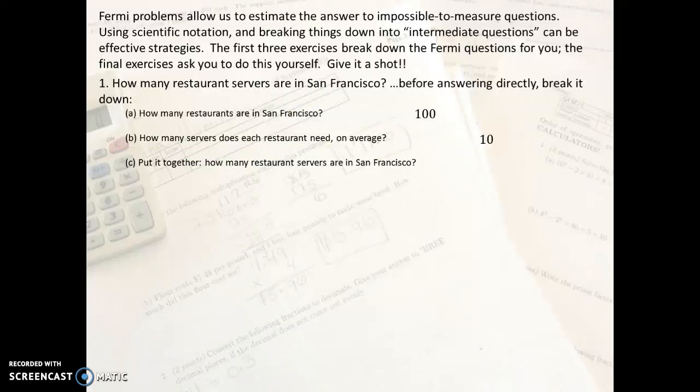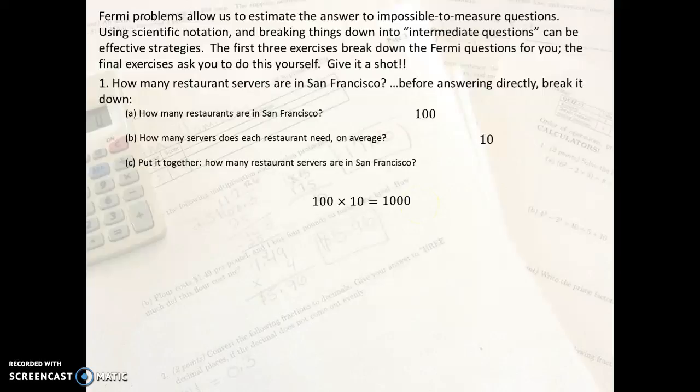I'm sure a lot of you say, well, what about that hole-in-the-wall place that only has like one chef and one server, and you got a big banquet hall that has a ton of people. That's why I use the word average. We're making an estimate. Look at part C. Put it together. So after you make your estimates, put them together. Well, 100 restaurants, 10 people each, that's going to be 1,000. Once again, a lot of you say, what, 1,000 in all of San Francisco?